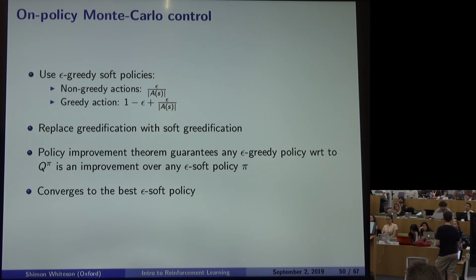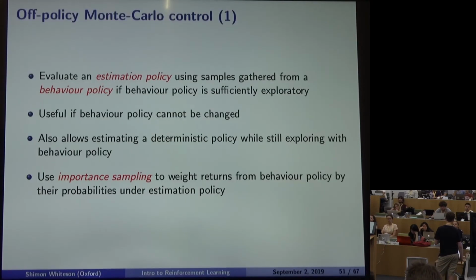So that's a little bit unsatisfying. We can get around that by going off policy instead. Off policy means the policy whose value function we're estimating is different from the policy that we use to gather the data. That may seem too good to be true. How is that even possible? But it is possible, and it's a key concept which is used throughout reinforcement learning.